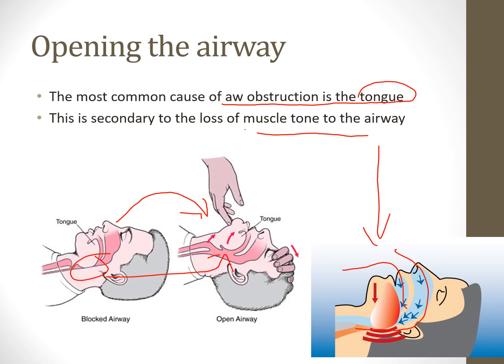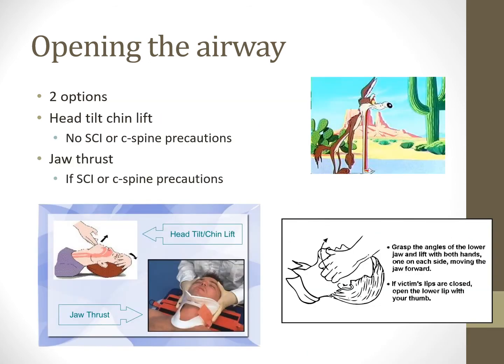Do we do a head tilt if they have a suspected spinal cord injury? Absolutely not. Right? That could be detrimental to their C-spine. And so then you might have to do something like a jaw thrust. So when we're looking at this, your two options for just opening the airway, and yes, I love this picture here, is to do a head tilt chin lift. And this is done when there's no spinal cord injury or C-spine precautions involved.